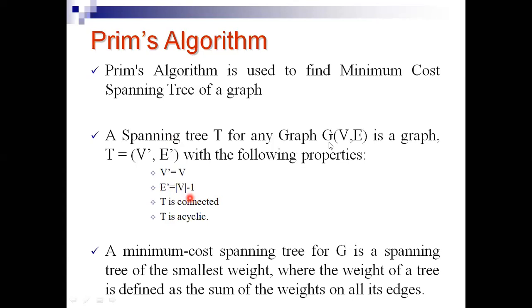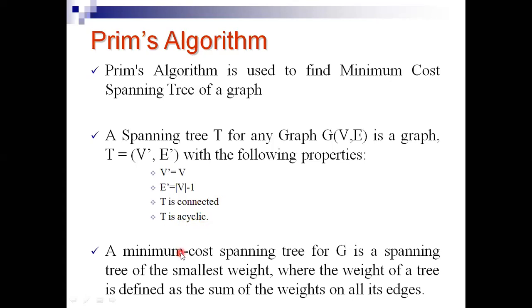So for example, your graph has 5 vertices. The number of edges should be 5 minus 1, 4 edges in the spanning tree. You have all 5 vertices, and the number of edges is 1 less than the vertices. And the graph T should be a connected one and an acyclic one. It means to say that there is no cycle in the graph, right? In the spanning tree, no cycle should be present. It's an acyclic one.